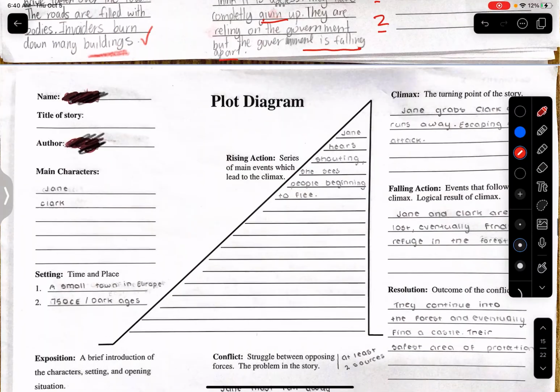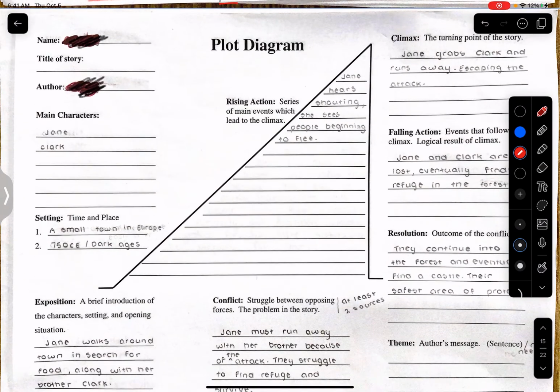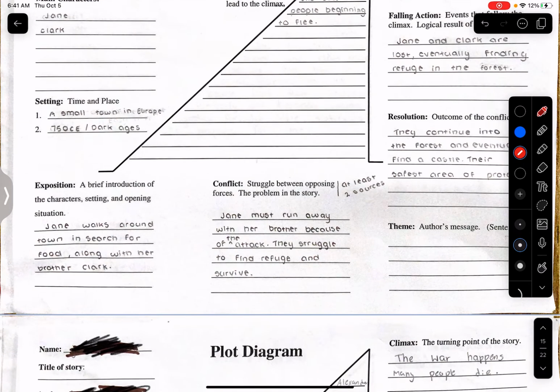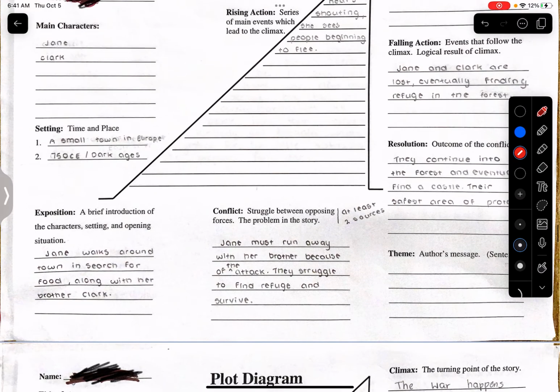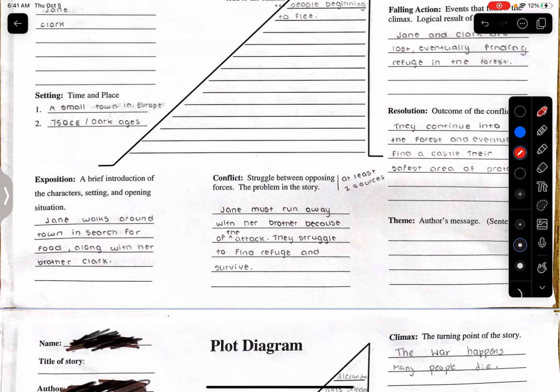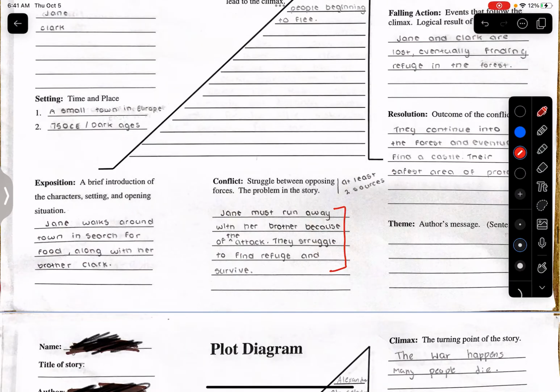So here we have main characters Jane and Clark, a small town in Europe, 750, okay. Exposition: Jane walks around town and searches for food along with her brother Clark. Conflict: Jane must run away with her brother because of an attack. They struggle to find refuge and survive. Okay, so this is the conflict here.